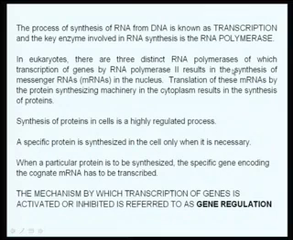Now, in eukaryotes there are three distinct types of RNA polymerases, of which the RNA polymerase which transcribes protein coding genes, or which makes messenger RNA, is called RNA polymerase II. So, the transcription of genes by RNA polymerase II results in the synthesis of messenger RNAs in the nucleus. Translation of these mRNAs into proteins by the protein synthesizing machinery in the cytoplasm results in the synthesis of proteins. So, RNA polymerase II in eukaryotes is primarily responsible for making proteins.